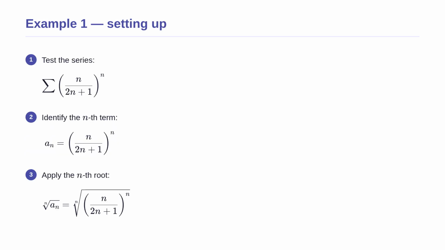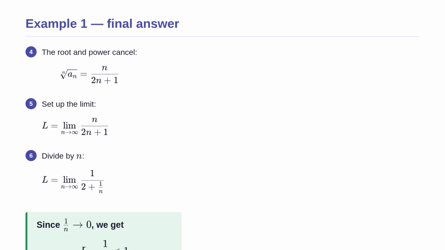With our rules established, let us see this test in action with a concrete example. We are asked to determine if a specific infinite series converges or diverges. Notice that the entire nth term is raised to the power of n. This is a massive clue that the nth root test is the perfect tool for the job because the nth root will beautifully cancel out that nth power. We start by identifying our nth term and then we plug it into our formula by taking the nth root of its absolute value.